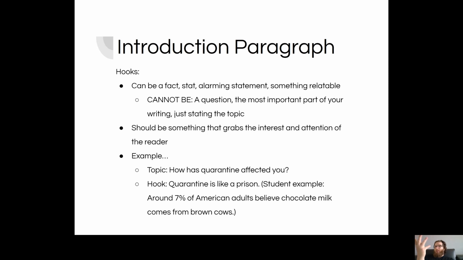I mean, to me, that kind of makes sense. But I got a great student example earlier. Around 7% of adults believe chocolate milk comes from brown cows. And we'll come back to that in a minute about why I really like that hook. It seems completely unrelated, but we'll see.